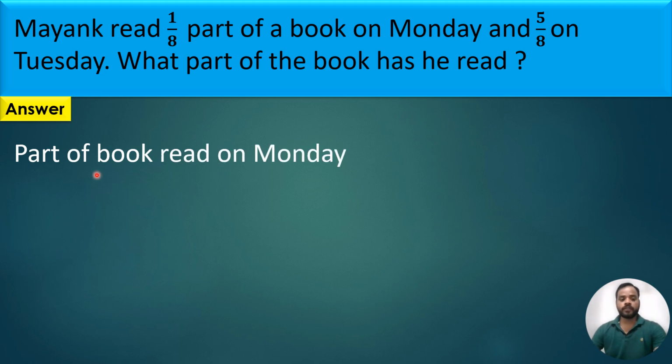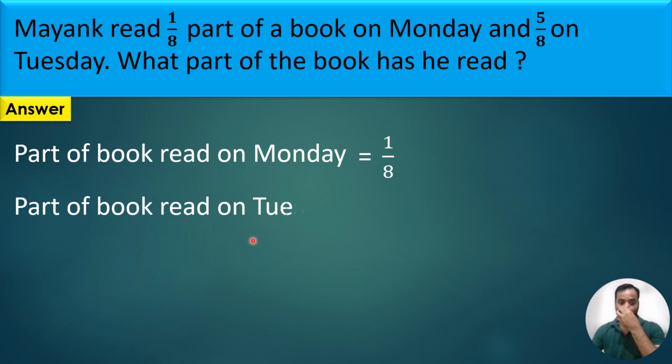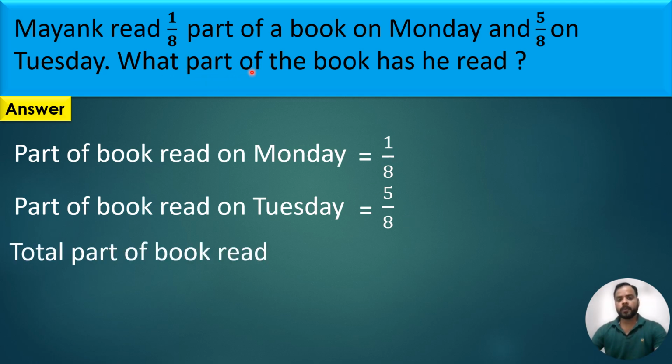So part of the book read on Monday. So Mayank had read 1 by 8 part of the book on Monday. Okay. Now part of the book read on Tuesday. So Mayank had read 5 by 8 part of the book on Tuesday. So it will be 5 by 8. Now what part of the book has he read? Means total part. So total part of the book read is equal to this plus this. So 1 by 8 plus 5 by 8.